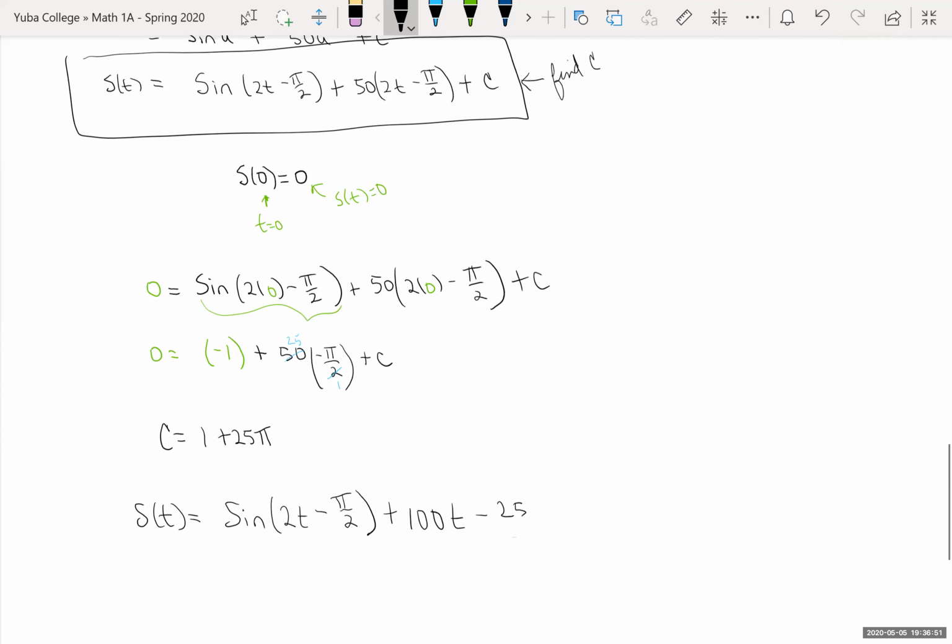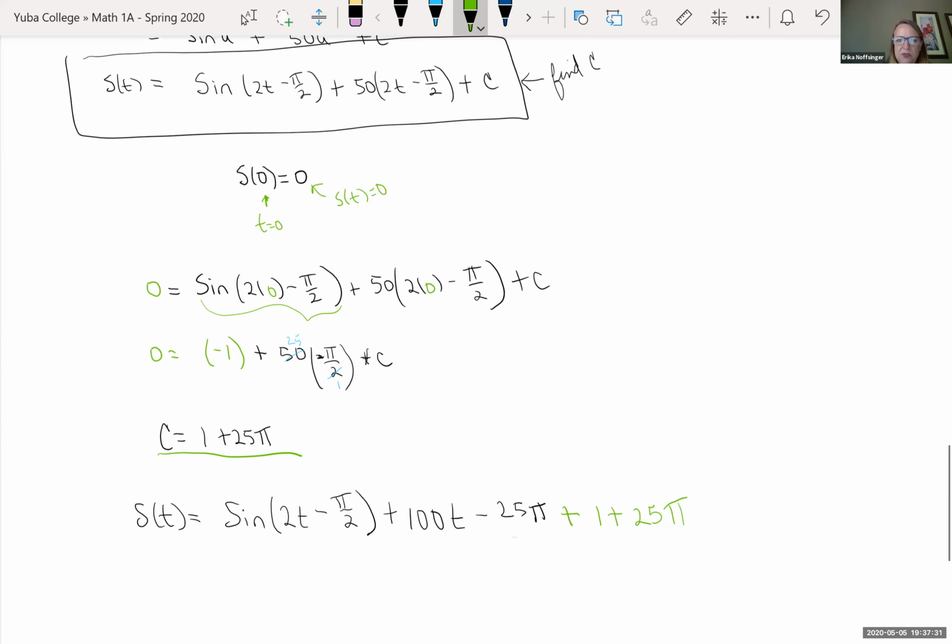Professor, for C, shouldn't it be 1 minus 25 pi? But I have that negative, right? Yeah. Right here, this minus. C was positive, so I was adding this to the other side. Oh, okay. And I was adding the 1 to the other side. So they were both positive. Oh, okay. So that's just 25 pi here, right? But then I had to add my C. And my C value is 1 plus 25 pi.